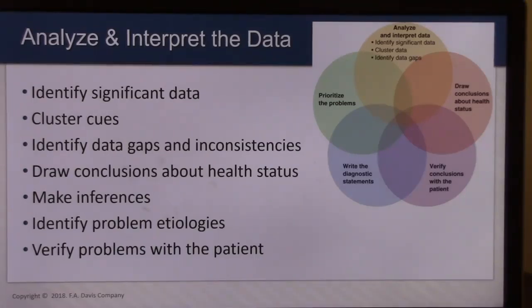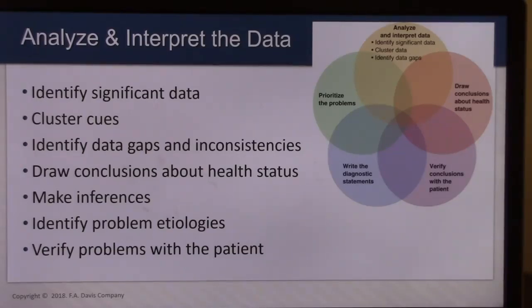So, a cluster, let's go back to this. Let's go back to the beginning. Significant data are data that influence your conclusions. A cue should alert you to look for other cues that might be related. A cluster is a group of cues that are related to one another in some way, and they suggest a health problem. They help to ensure accuracy.